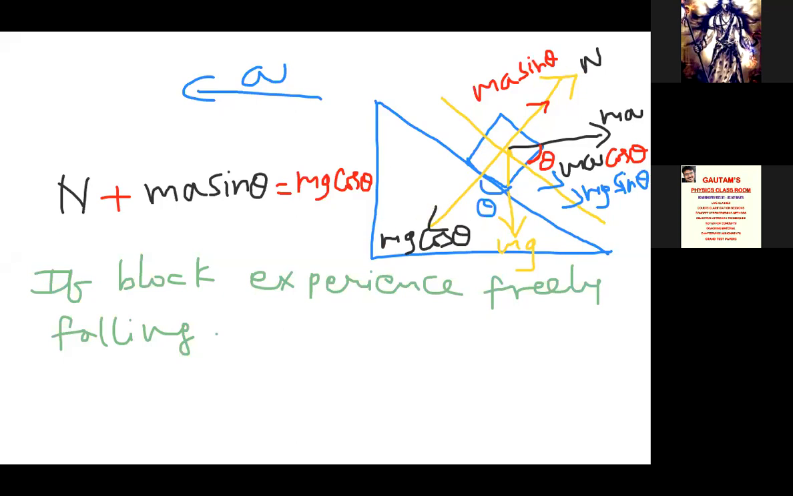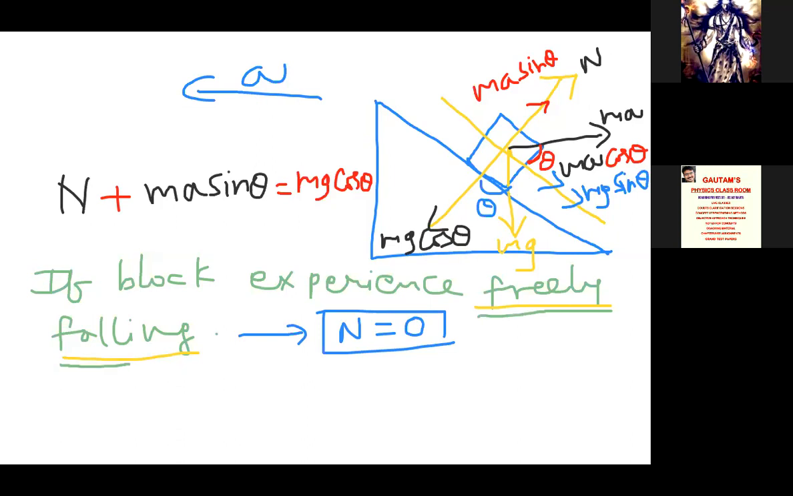Freely falling, we know that any body that is freely falling is not experiencing force in the normal direction, means the normal force is equal to 0. So if the block experiences the freely falling situation, then N is equal to 0. Just now I am putting N as 0. So 0 plus ma sin theta is equal to mg cos theta.